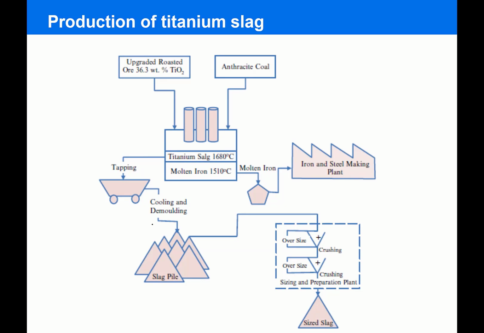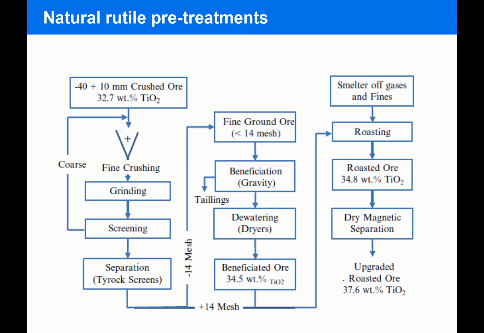Put it through several steps of sizing and crushing and drying to get it to the right size for the next step of production. If your raw material is rutile, you will take the raw material itself and take it through steps of sizing the product, through crushing, grinding, screening, and then drying and roasting the product. And finally, put it through a magnetic separation step to make sure that you get rid of any iron content. And finally, you will obtain a roasted ore with higher than 40% titanium oxide content.